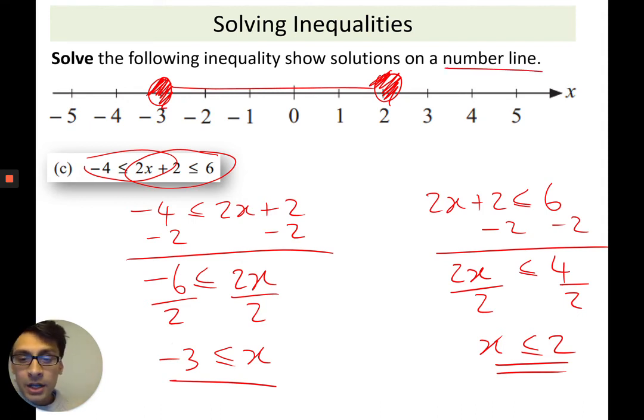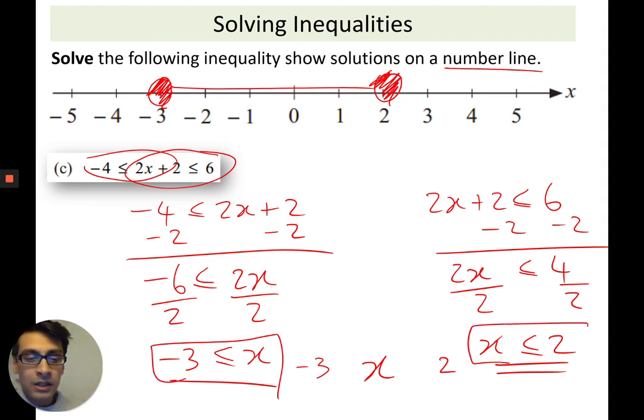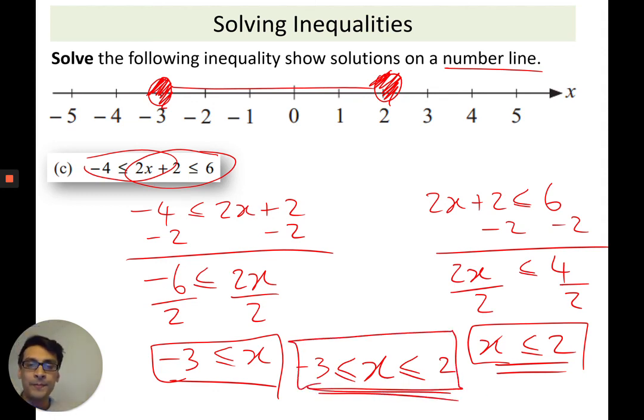Now if we want to combine these together into a compound inequality, you put the x in the middle, you put your smallest number on the left, the biggest number on the right, and then you decide how the sign's going to go. Now this is quite convenient because they happen to match what we already have. So it's going to be x is greater than or equal to negative 3, and x is less than or equal to 2. So this is your final answer.